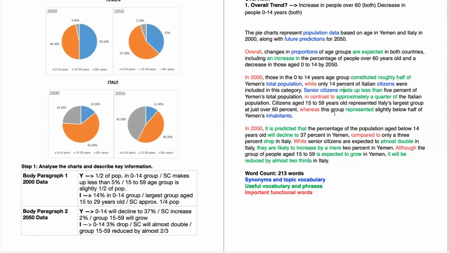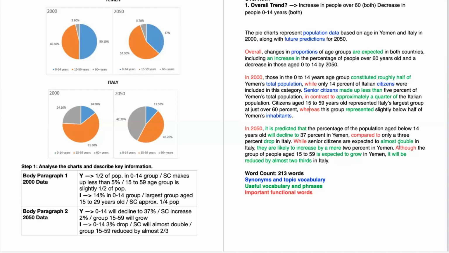Very simple. The thing you should be paying attention to here is the connectives. So we see "while," "in contrast to," and "whereas." These are great ways to compare while saving on word count and also tying things together without having to make two separate sentences. So I was able to compare in that way. Same thing in our last paragraph: "compared to," "while," and "although." Great ways to show contrasting arguments. All right, great job here.